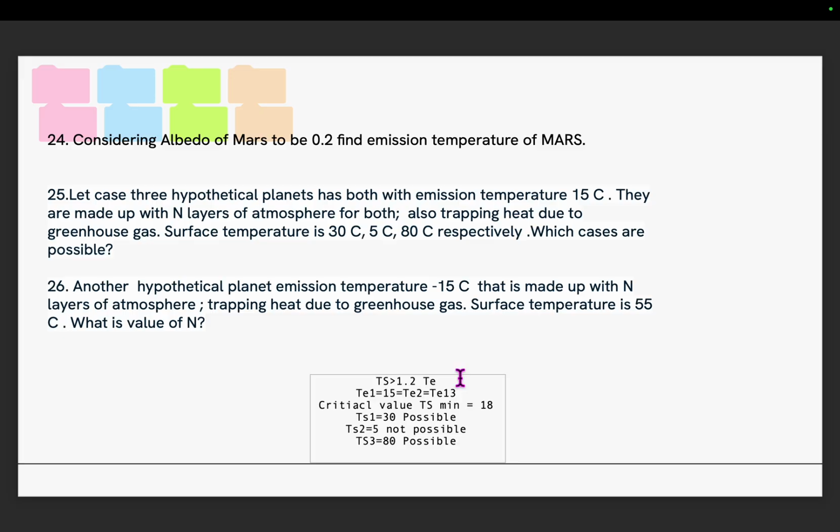This is about a single layer atmosphere, but I'm not getting a value greater than 2. The answer is coming 1.6, so it must be a 2 layer atmosphere. Yes, you can check in the given MCQ options. 1.6, yes, I guess 2 should be correct.